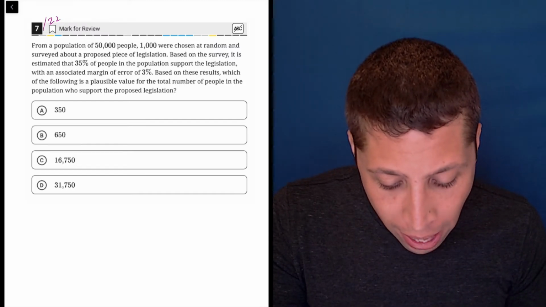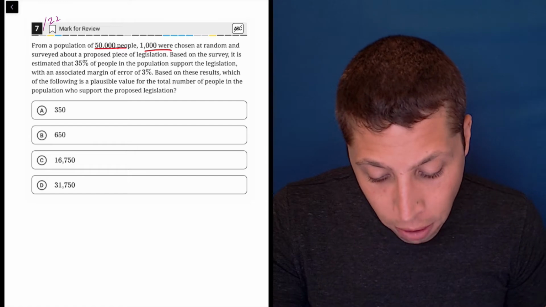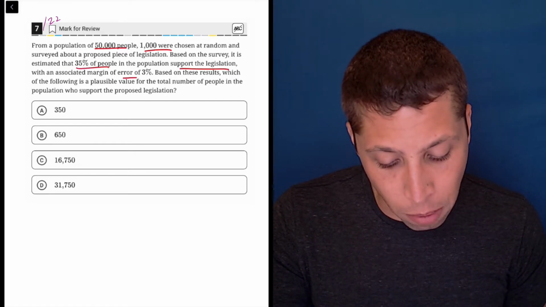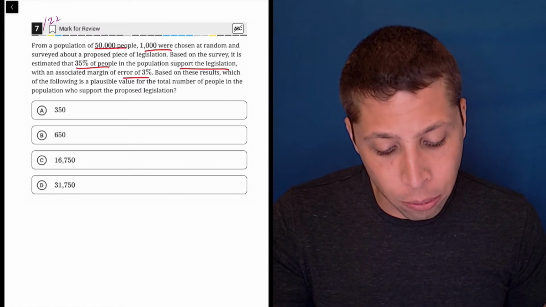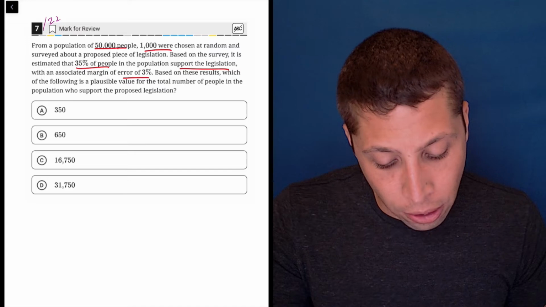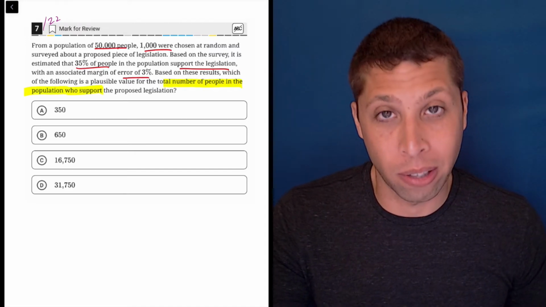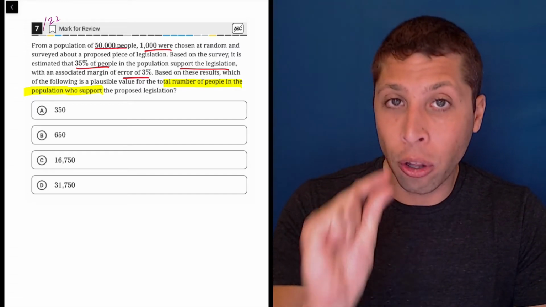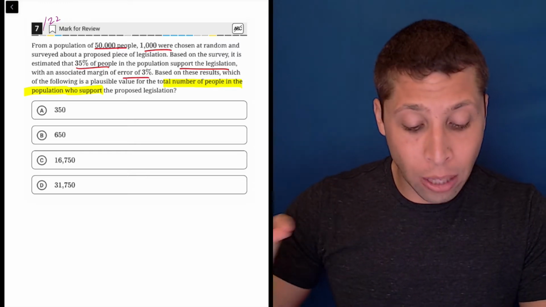We've got 50,000 people, 1,000 are chosen for a survey, okay? 35% support whatever legislation we're talking about, with some sort of margin of error of 3%. Based on these results, which of the following is a plausible value for, and this is the important part, the total number of people in the population who support the proposed legislation? There are lots of ways for them to have slightly changed the wording of that question to ask for a completely different number. So that's why it's so important.